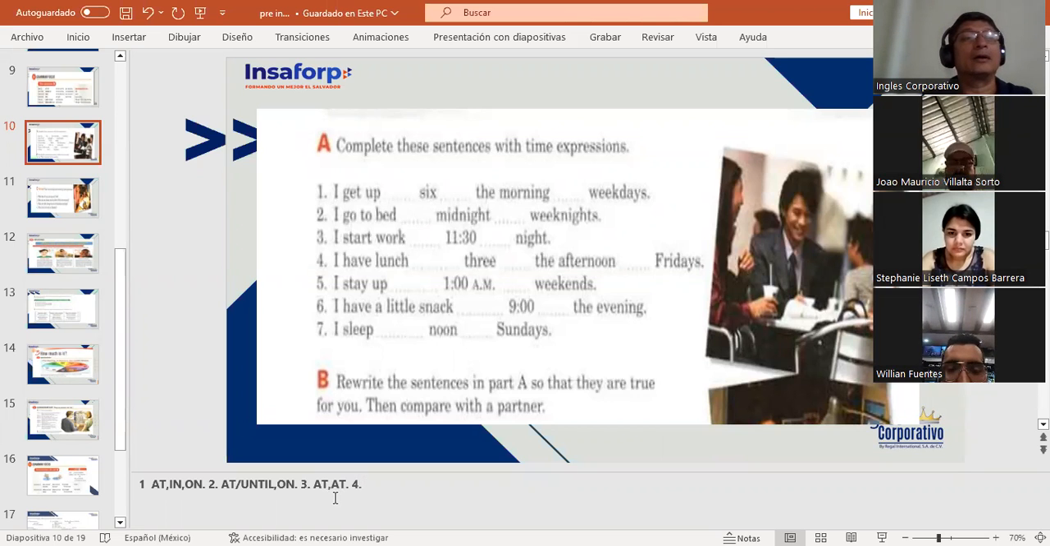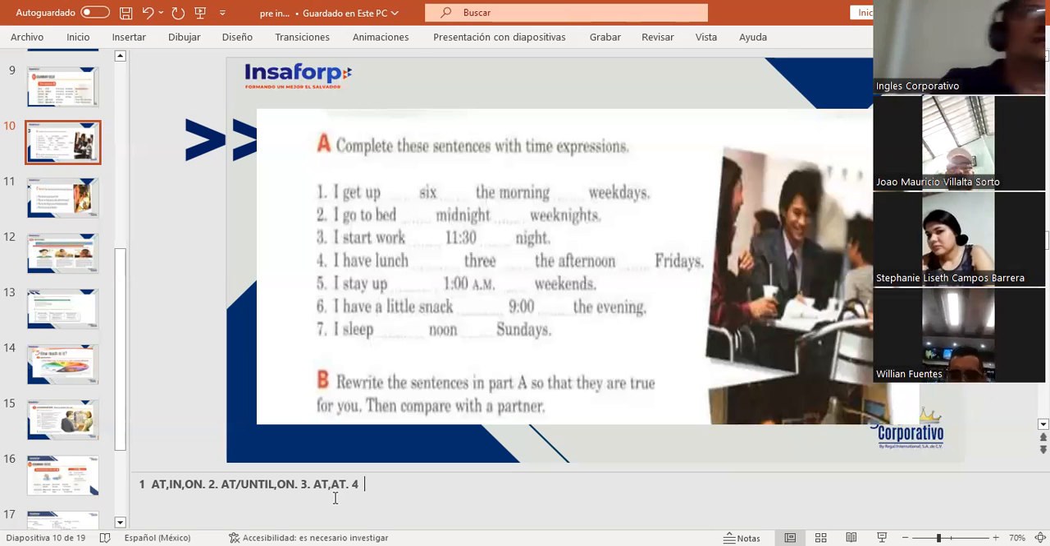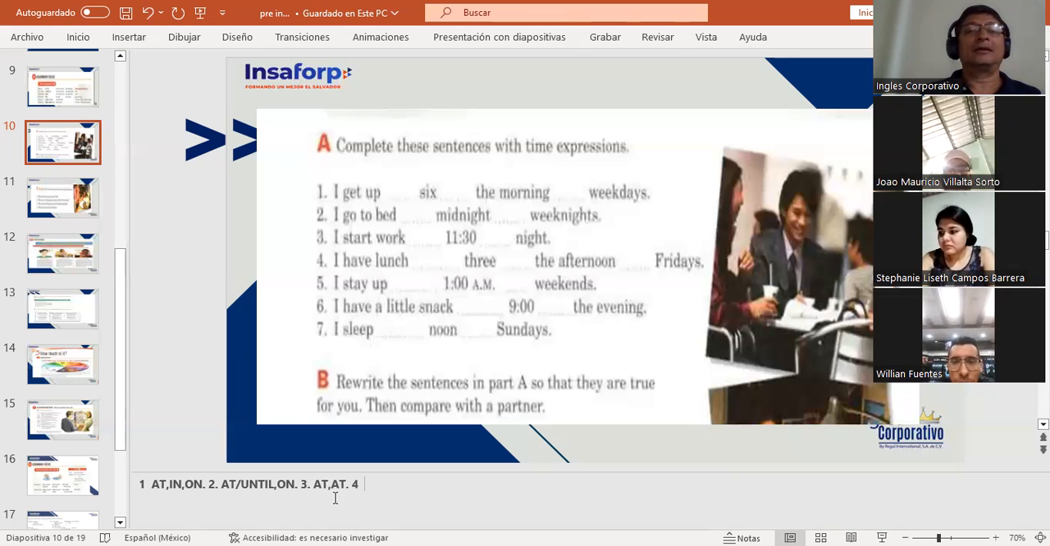Excuse me, teacher, what is the rule? At night. That's the rule in English. You say at night. That's it. It's something that we say like that, and that's it. There's an exception with night. Okay, I have lunch.